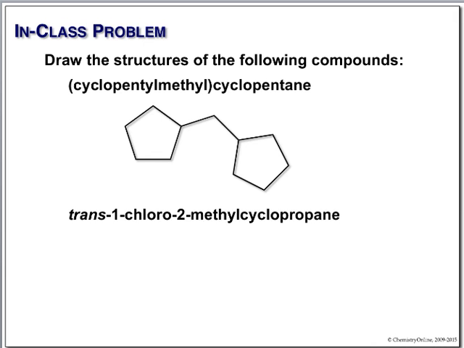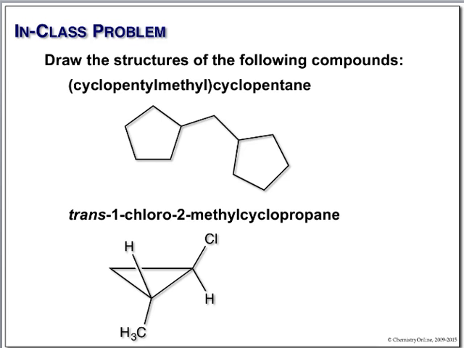Trans-1-chloro-2-methylcyclopropane. Cyclopropane, 3-membered ring. Our substituents are on carbons 1 and 2. They're trans, so one is up and one is down. We could draw it like this. One is up. One is down.